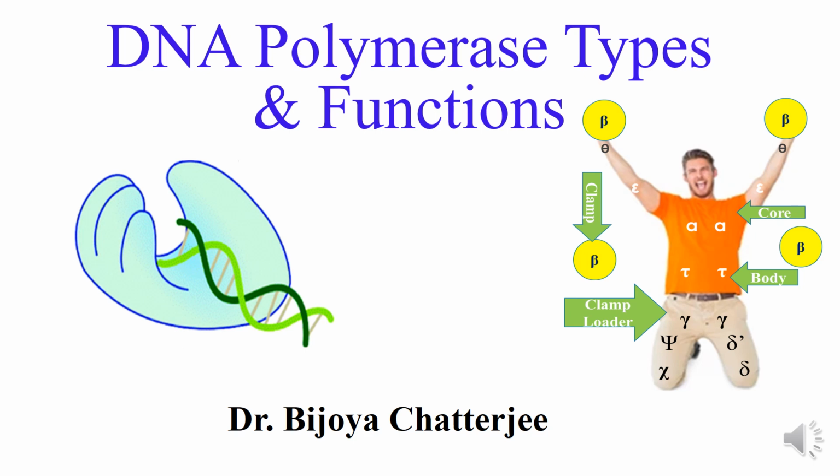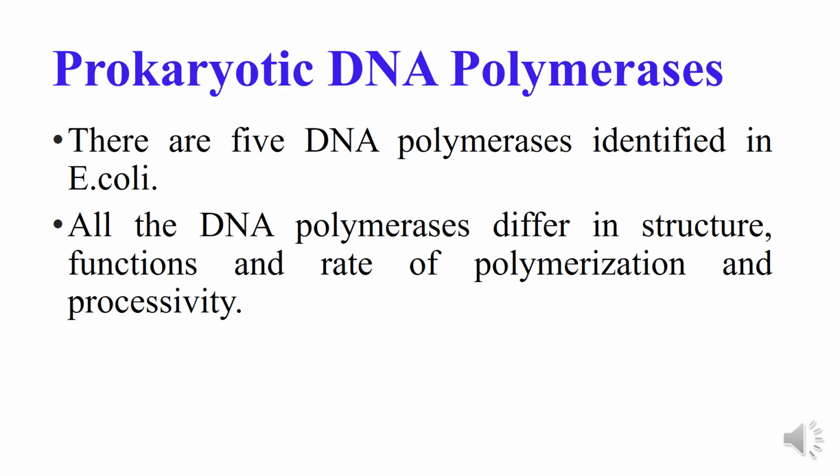Today's topic is DNA polymerase types and their functions. Prokaryotic DNA polymerases. So there are 5 DNA polymerases identified in E. coli. All the DNA polymerases differ in structure, function and rate of polymerization and their processivity.